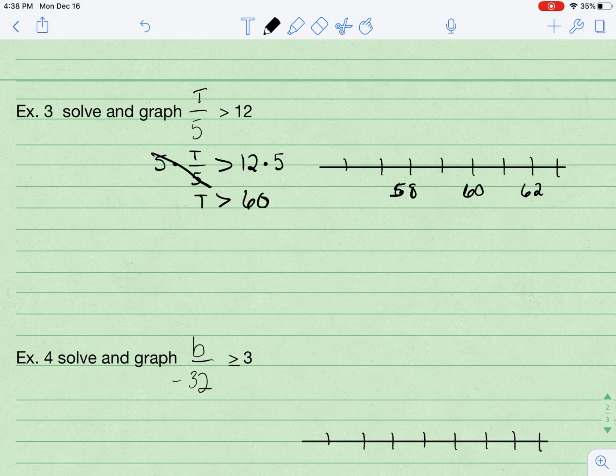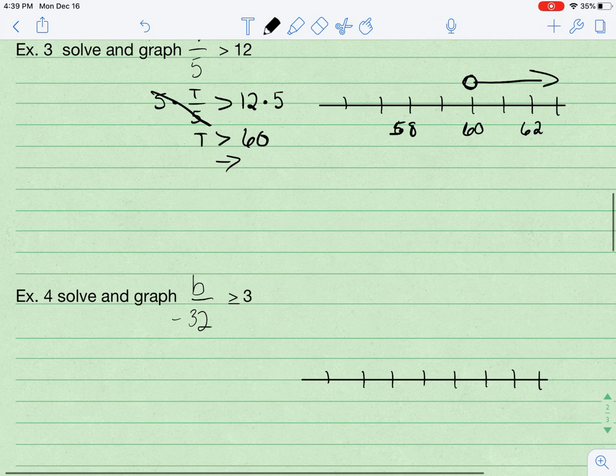Okay. Once again, this is just t is greater than, there's no equal to, so it is an open circle. And all the values that are greater than 60 are going to be to the right. Note, our inequality is facing to the right, and our variable is on the left-hand side.